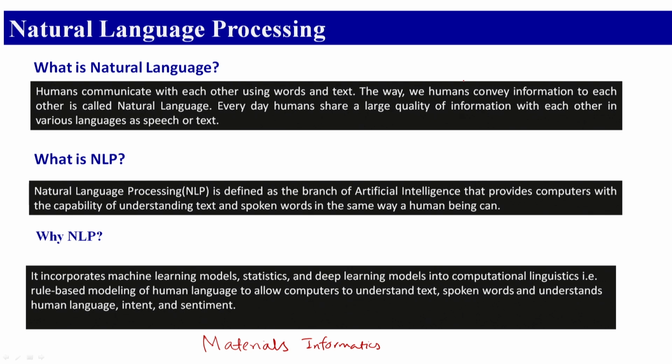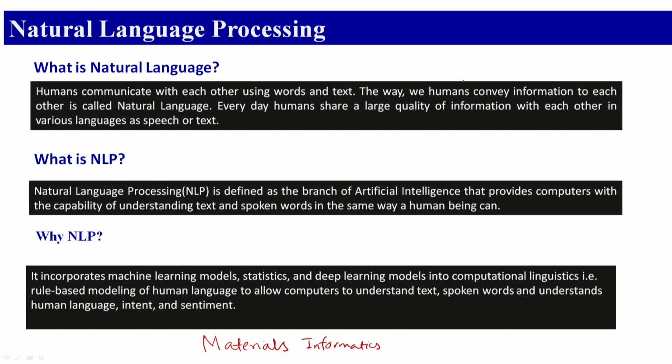The question is, can I make computers, machines, learn this? Natural language processing is defined as a branch of artificial intelligence that can provide computers the capability of understanding text, whether spoken or written, in the same way humans do. What is the use of it, or why do we do it? Because if we do that, it can incorporate machine learning models, statistics as well as deep learning models into computational linguistics. That is what it is.